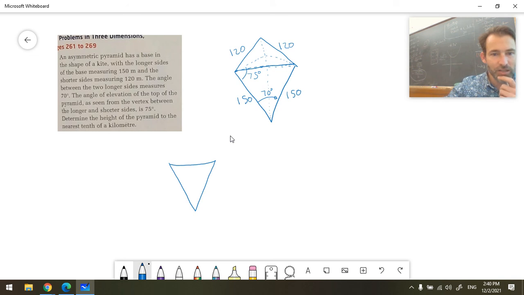This is my desired side. We'll call it the W for the width of this pyramid. This is 150. This is 150. And this is 70 degrees. Okay? Cosine law, because I don't have any opposite pairs of sides.